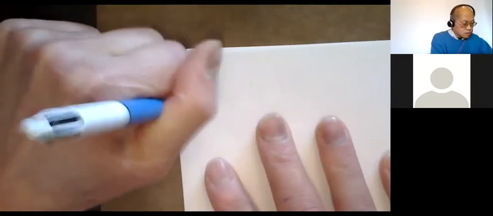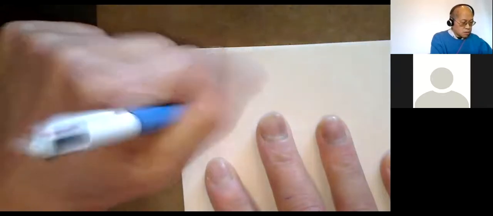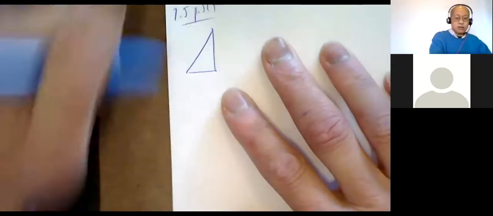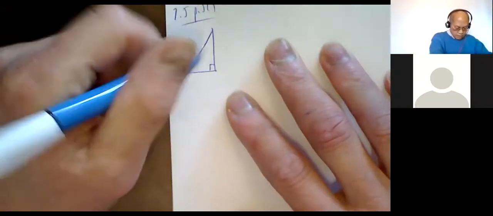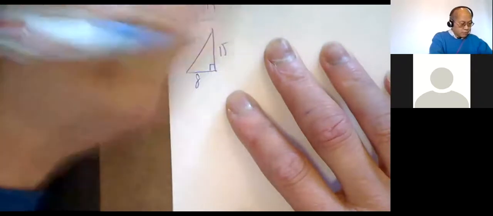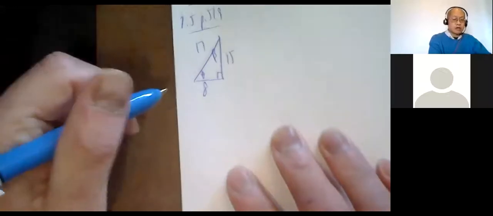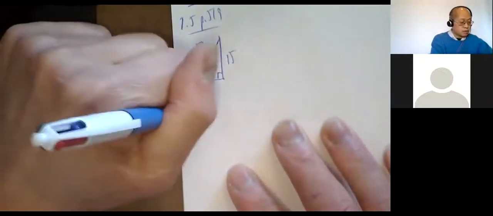Question number 1, section 7.5, page 519. They draw this triangle, and I'll do it fairly crudely to save time. The sides are 8, 15, 17. This is theta, and this is beta. This looks like a SOHCAHTOA problem for sure.